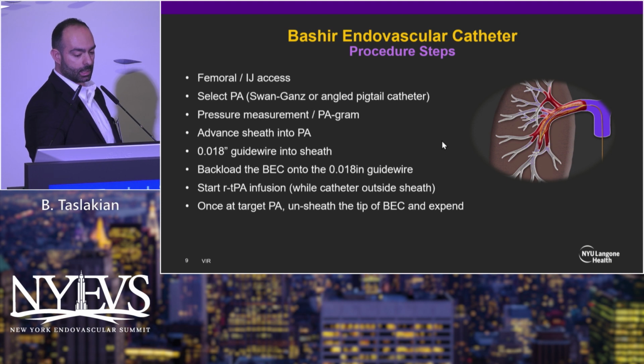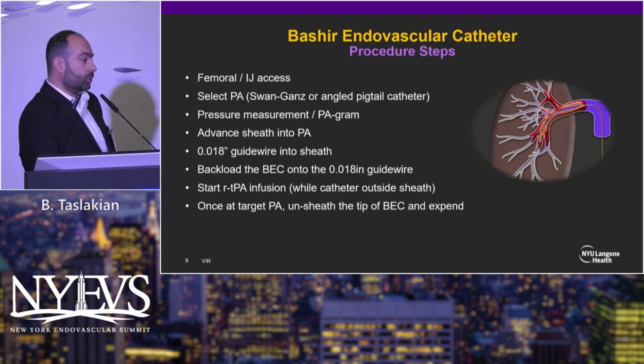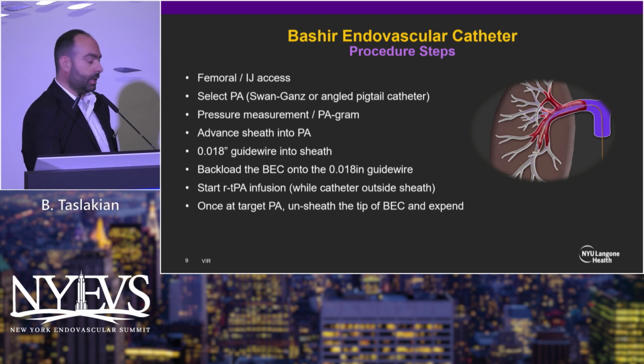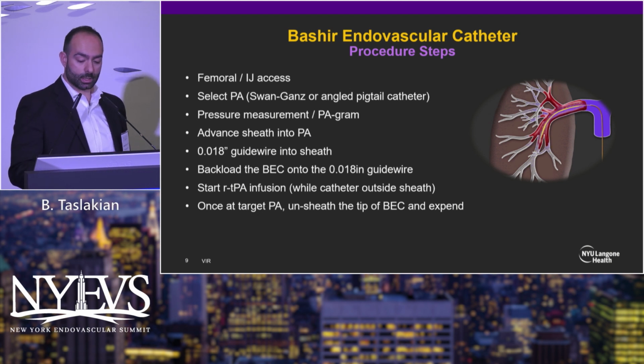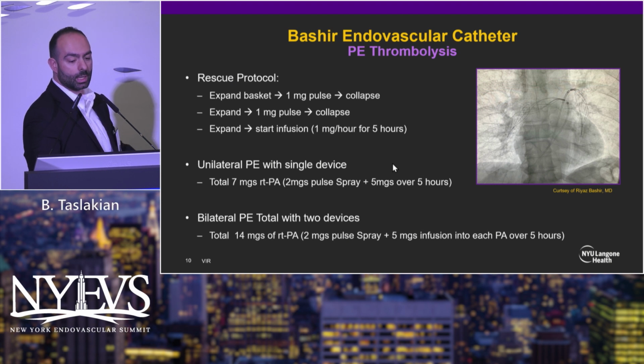Usually, at least in the RESCUE trial protocol, we had to start a TPA infusion while the catheter is loaded on the wire just before introducing it into the sheath. And once at the target pulmonary artery, you unsheath it and you start, well, the infusion is already on the way, so you continue the infusion.